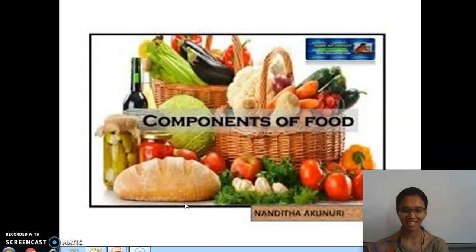What is your first lesson? Food. Where does it come from? What are all the topics we have seen in that lesson about food? The importance of food. Yes. And then plant sources and animal sources of food.